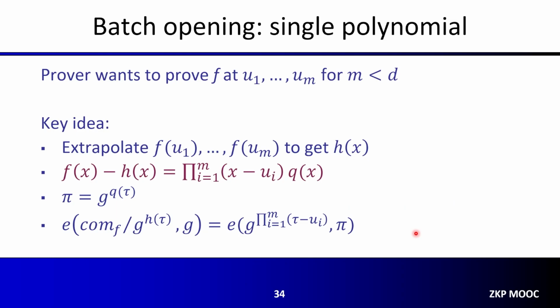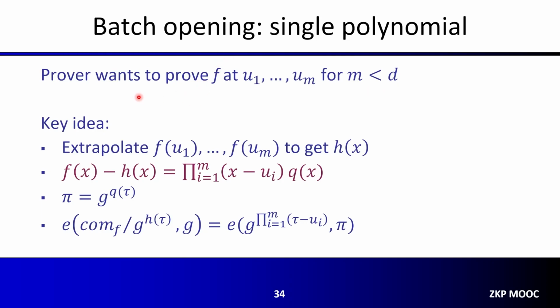So finally, the last variant I want to introduce is this batch opening. For the first version, I want to start from a single polynomial, where there is one polynomial f held by the prover, and the prover wants to convince the verifier of the evaluation of f at multiple points, u1 all the way to um, for m that is smaller than degree d. Because if it's larger than d, then you can reconstruct the polynomial in the first place.